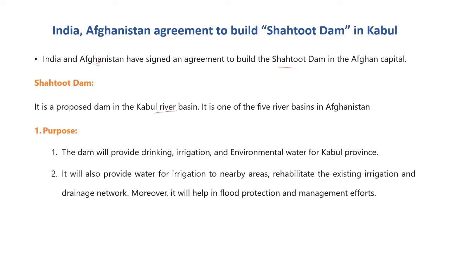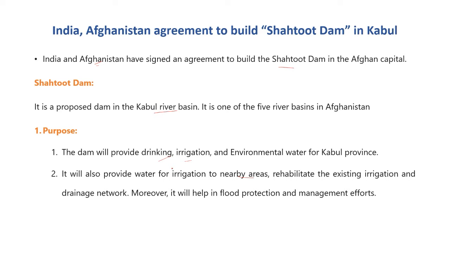Kabul River Basin. It is one of the 5 river basins in Afghanistan. So there are 5 river basins in Afghanistan. One is Kabul River Basin, in which India is going to construct Shahid Dam. So what is the purpose of this dam? This dam will be providing drinking, irrigation and environmental water for Kabul province. It will also provide water for irrigation to nearby areas. Irrigation in the sense the flooding of water to the agriculture fields. So it will be very useful for drinking and agriculture purposes.